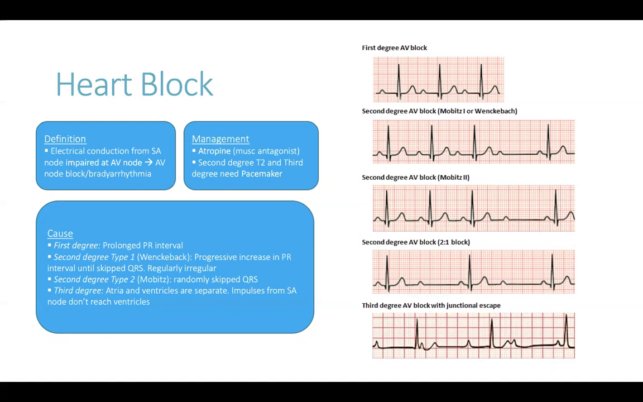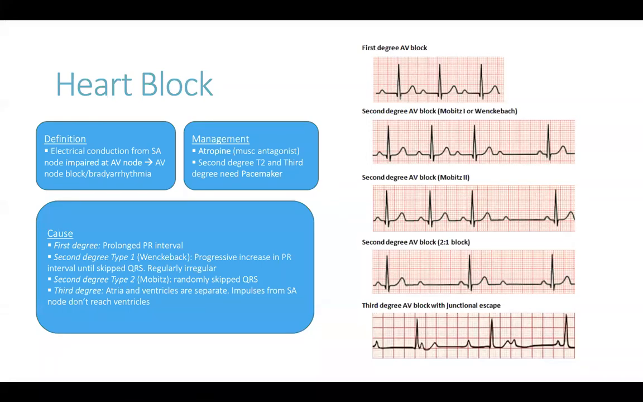So first degree AV block is just a prolonged PR. As we talked about before, it's more than 5 small blocks. So as you can see here, it's like 9 to 10 small blocks. And it's just a constant prolonged PR interval.